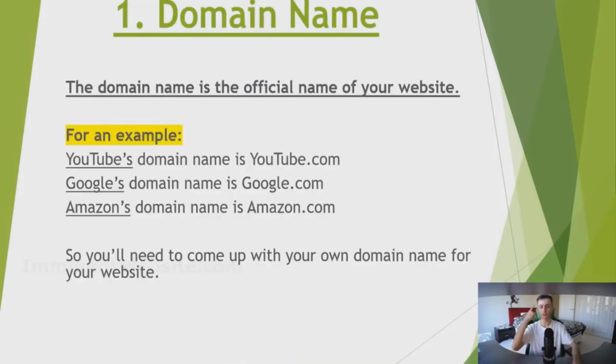The first step is to get your own domain name. So this is going to be the domain name of your official website. For example, YouTube's domain name is youtube.com, and Google's domain name is google.com, and obviously Amazon's domain name is amazon.com. So you get the big picture. Your domain name is going to be the official name of your website. So you'll need to come up with your very own domain name for your website.